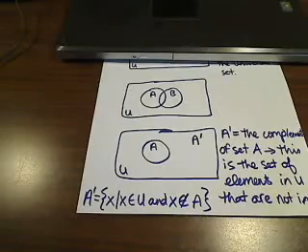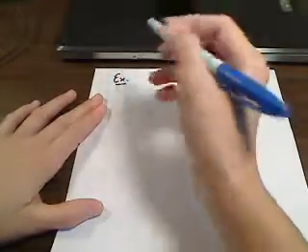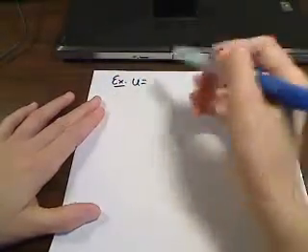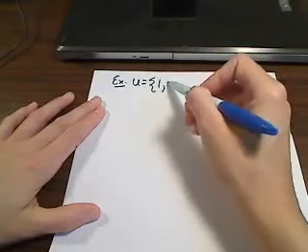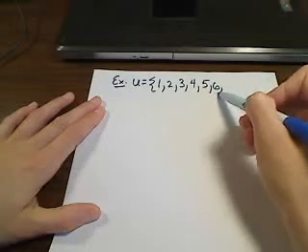Okay. All right, let's do an example so you can see more clearly what I'm talking about. So let's say that I have a universal set that has the elements of these numbers right here, 1 through 10.